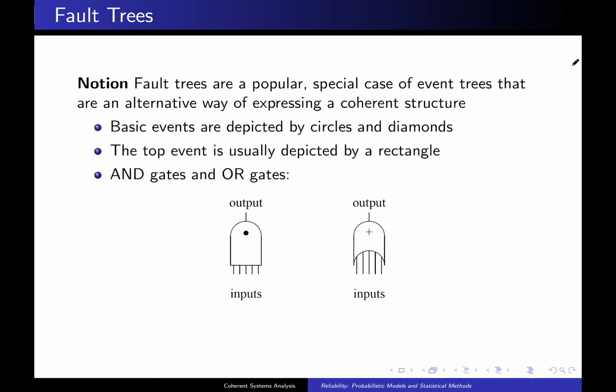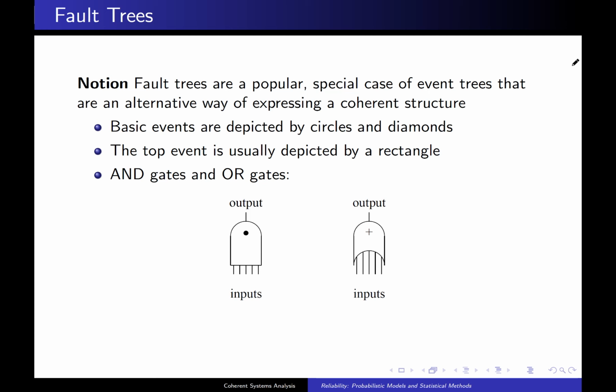So far, we have seen four different ways of specifying the arrangement of components in a system. The first is drawing a reliability block diagram. The second is specifying the structure function phi of x. The third is specifying the minimal path sets. And the fourth is specifying the minimal cut sets.